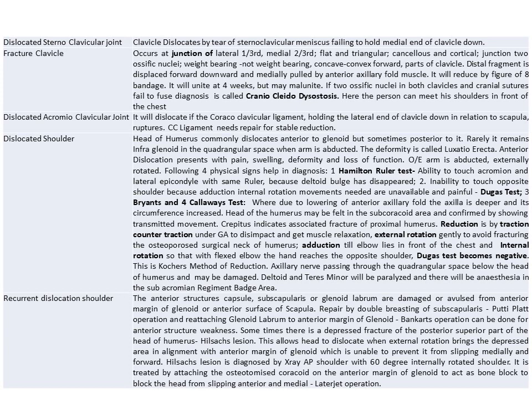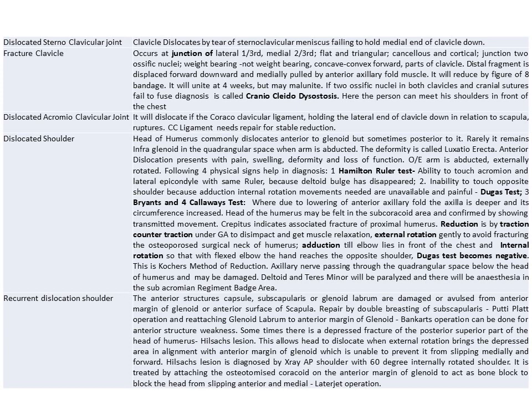If the two ossific nuclei in both clavicles and the cranial sutures fail to fuse during development, the condition is called craniocleidodysostosis. Here the person can meet his shoulders in front of the chest. Then we go on to a dislocated acromioclavicular joint. It will dislocate if the coracoclavicular ligament holding the lateral end of the clavicle down in relation to the scapula ruptures. This ligament needs repair for a stable reduction.